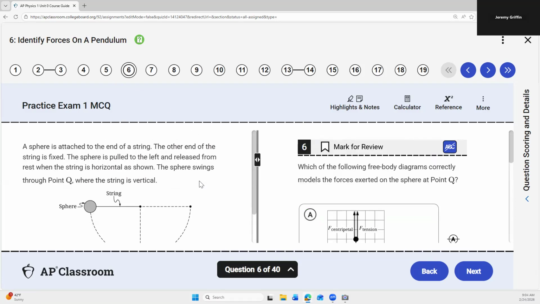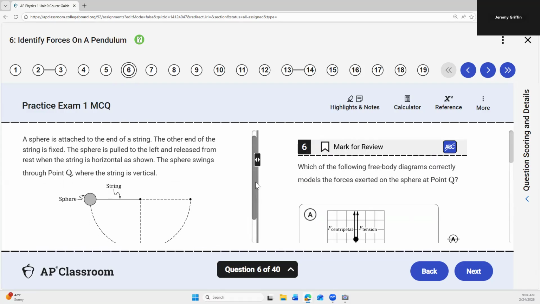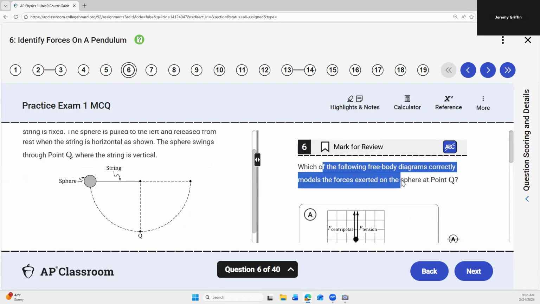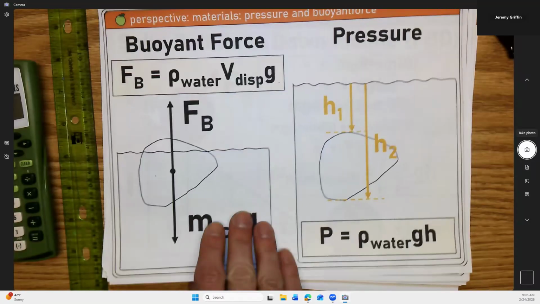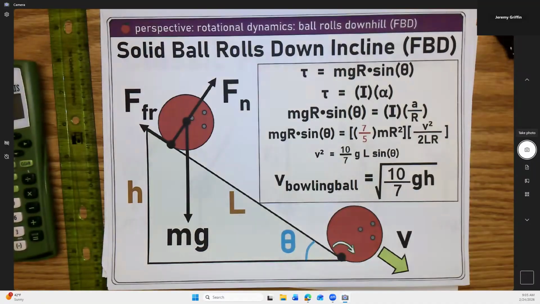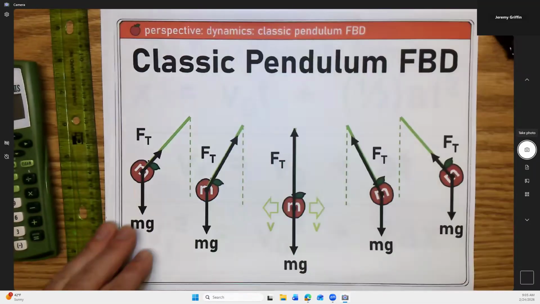All right. Sphere attached to the end of a string. The other end of the string is fixed. Sphere is pulled to the left and released. Sphere swings through point Q. Oh, okay, where it's vertical. Which of the following free body diagrams correctly models the forces exerted on the sphere at point Q? All right, so that's ready to two. I forgot to show you guys this one, but there you go. This is just the same picture they had before.